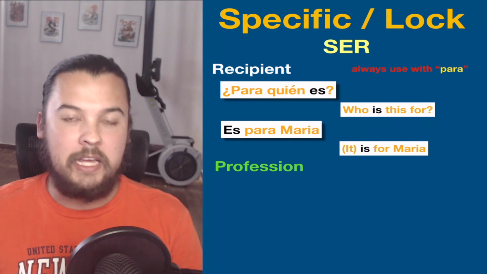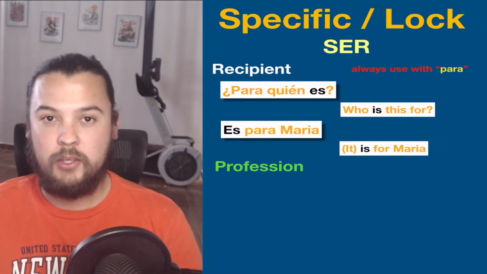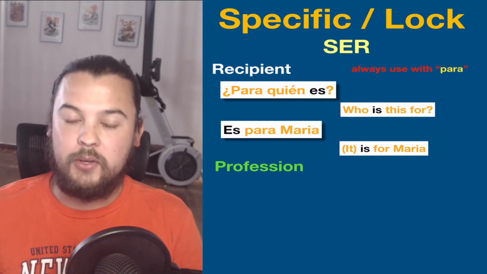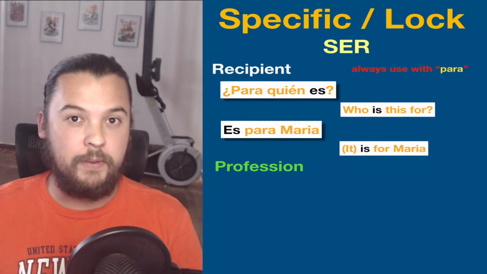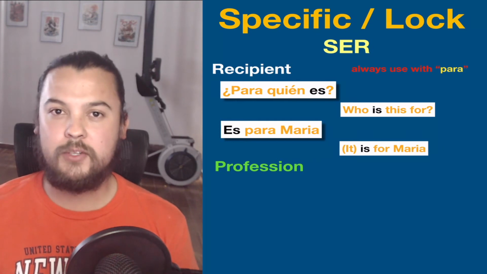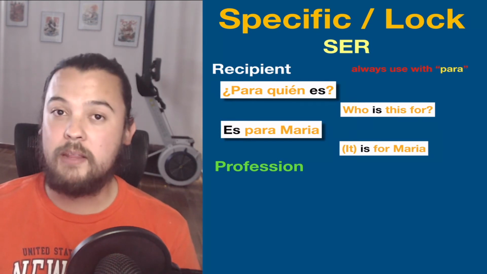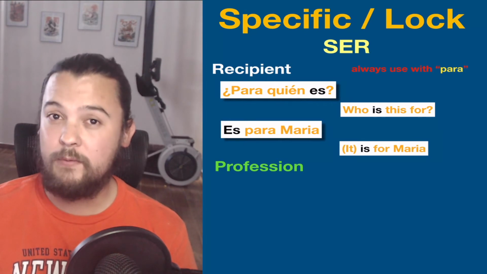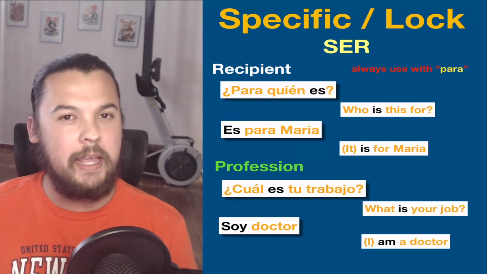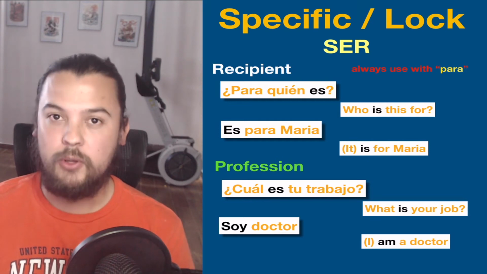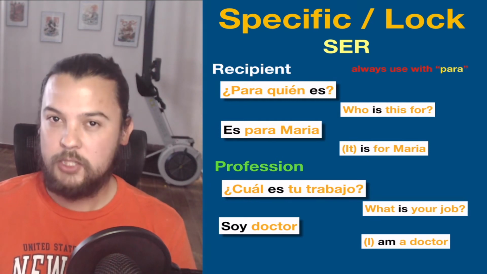Profession is another specific use for the verb ser. I put this word in green because there is another use of the verb estar that also deals with professions, but here you're going to be talking about the main profession, the one that you study for, okay? ¿Cuál es tu trabajo? What is your job? Soy doctor. I am a doctor.